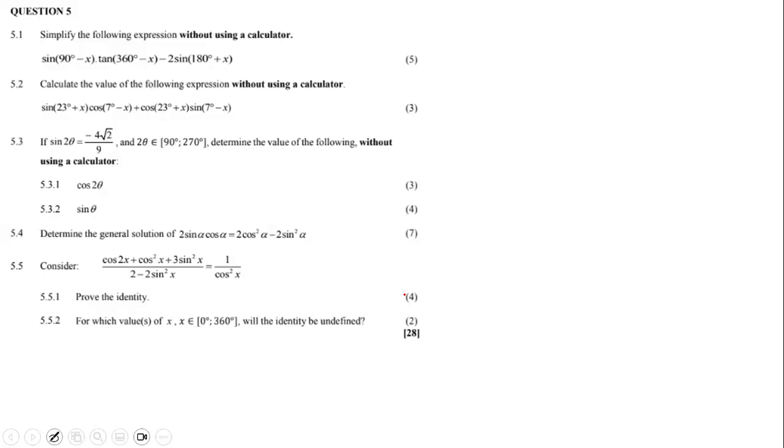So now we are heading to question number 5.3, right? So 5.3, I'm gonna rewrite it. They say to us if sine 2 theta is equals to negative 4 square root of 2 divided by 9, and 2 theta is an element of the set 90 degrees to 270 degrees, both included. Determine the value of the following without using a calculator. Everything is without using a calculator.